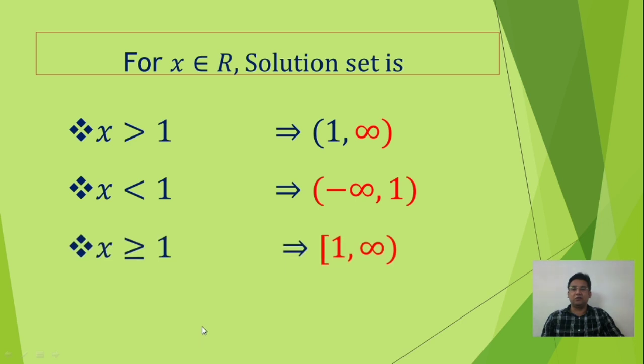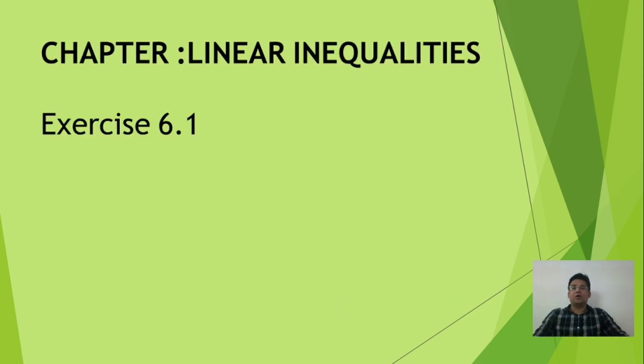If x is greater than equal to 1, it is 1 to infinity, and towards 1 it is closed interval because of the greater than equal to sign. And what about less than 1, less than equal to 1? It is minus infinity to 1 closed interval. Now using all these results, we will do questions of 6.1. Now let's start.